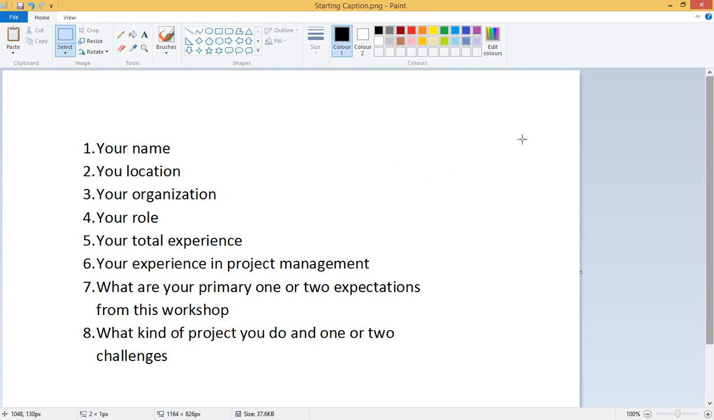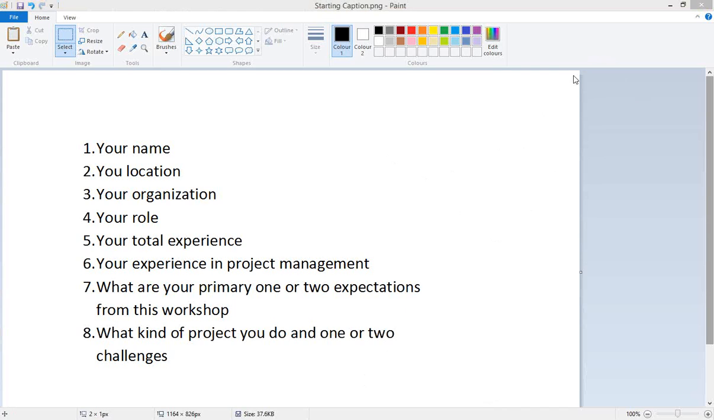Okay, so we can start from the top. I see on the top Amitabh. So Amitabh, you can unmute yourself and speak about yourself. Okay, fine. Is it audible now? Yes, it is very clearly audible.